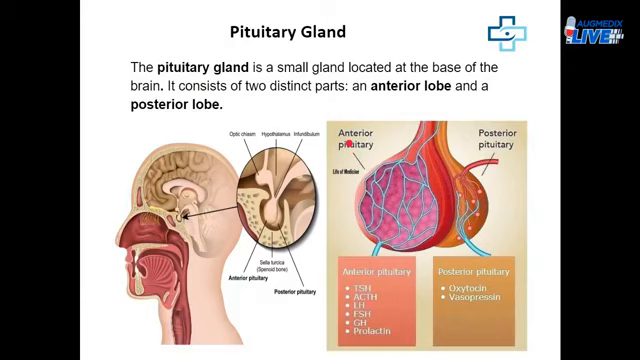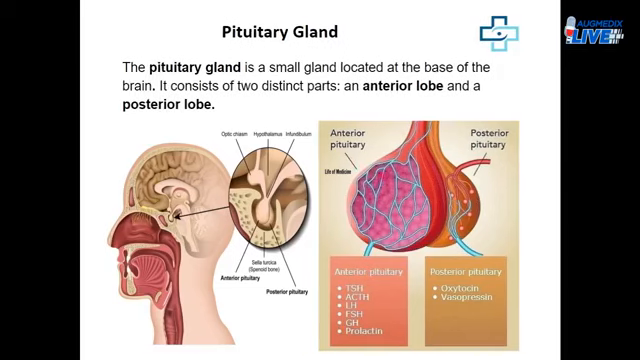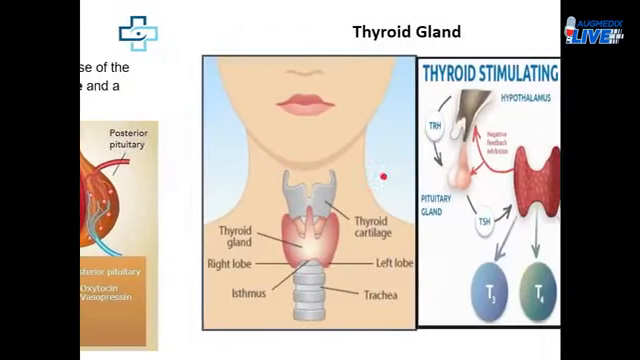TSH is basically known as thyroid stimulating hormone. Since the pituitary gland is the master gland, the function of the master gland is to stimulate the other glands. So the pituitary gland stimulates the thyroid gland with the help of TSH. Once TSH is released from the pituitary gland, it acts on the thyroid gland and stimulates it to release the thyroid gland's hormones, which are T3, T4, and calcitonin. Now the next slide, thyroid gland.